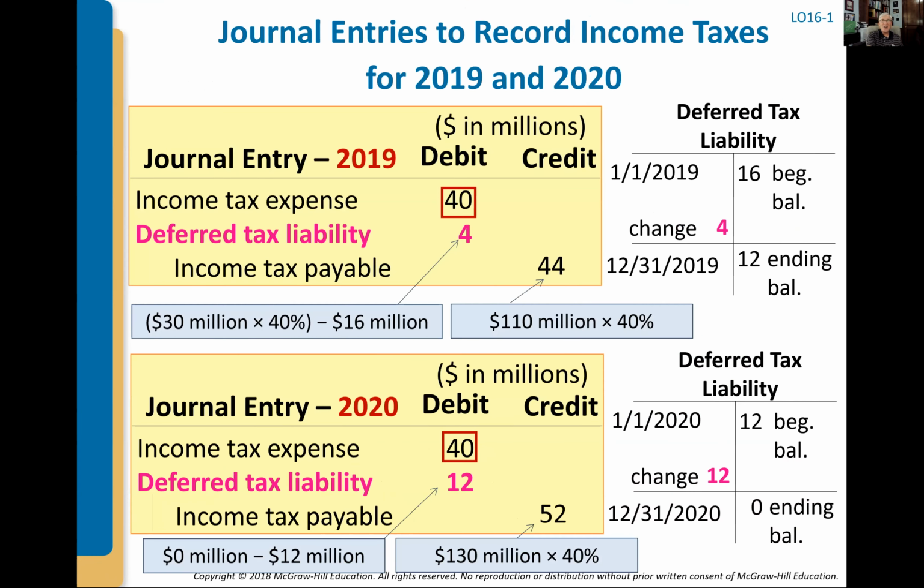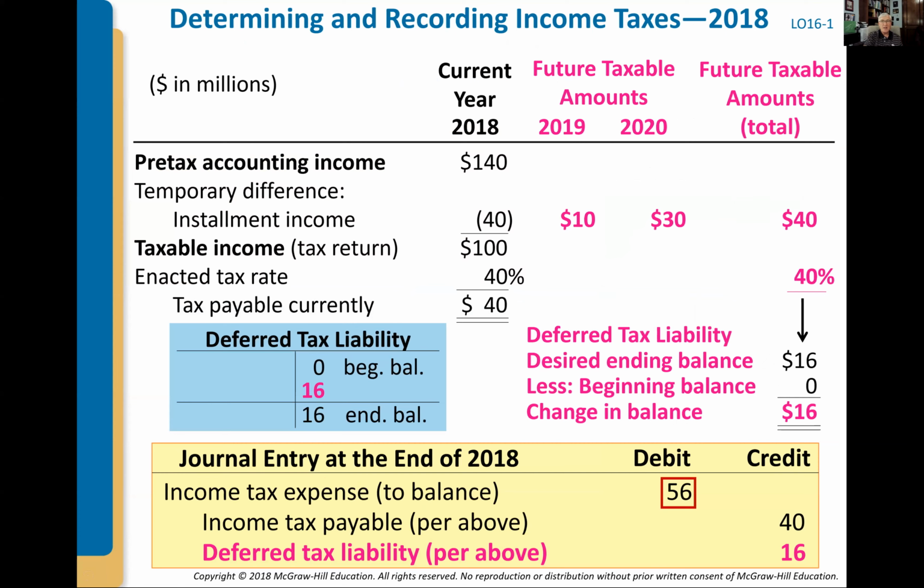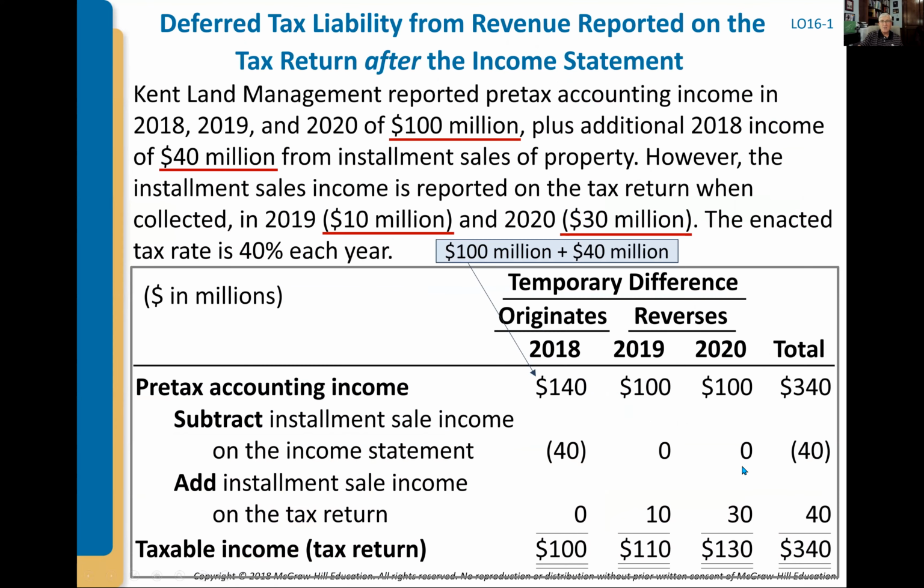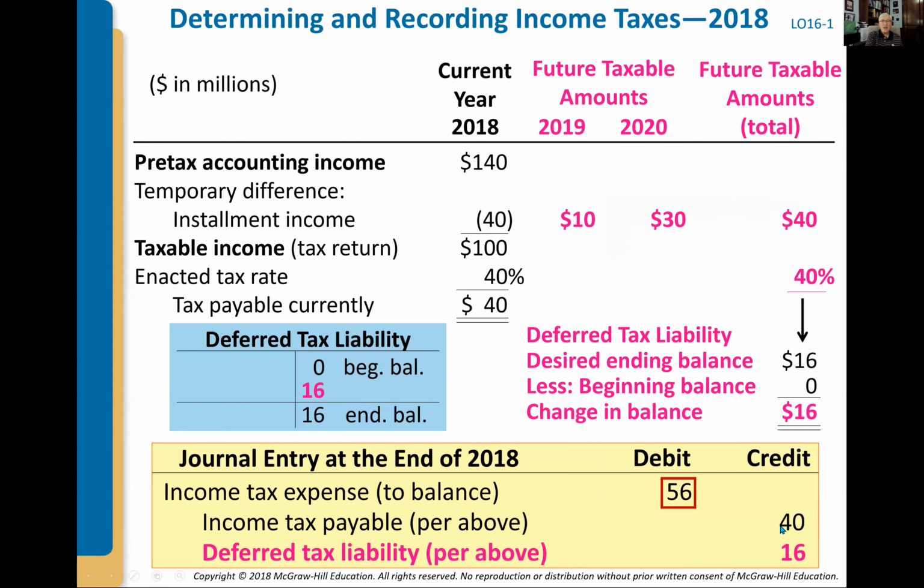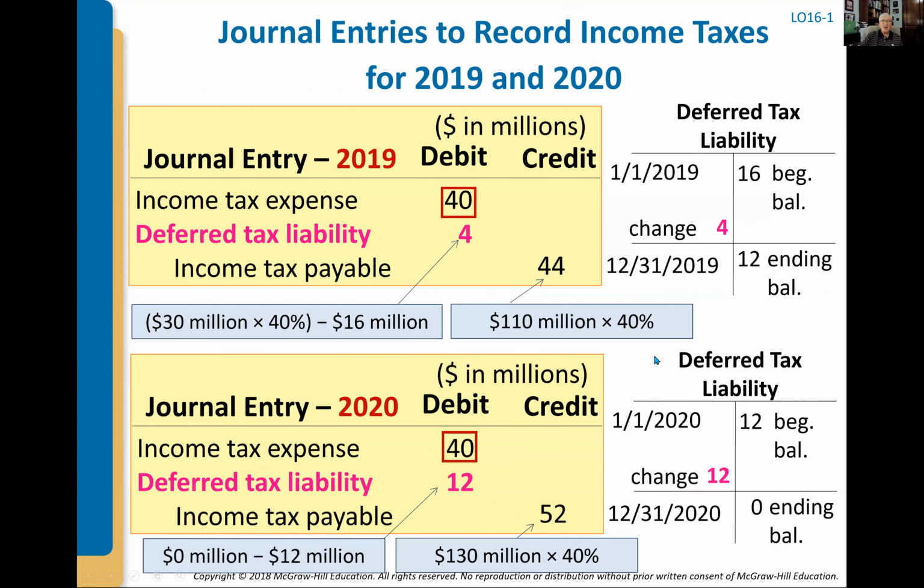Fun stuff. Go to year two. We're going to do the same thing in year two. We had 100 million. Remember, we start with the income tax payable. Let's go back to the income tax return, here it was 110 and 130, because that 10 and that 30 show up there. So in this year, our income tax payable is 110 million times 40%.